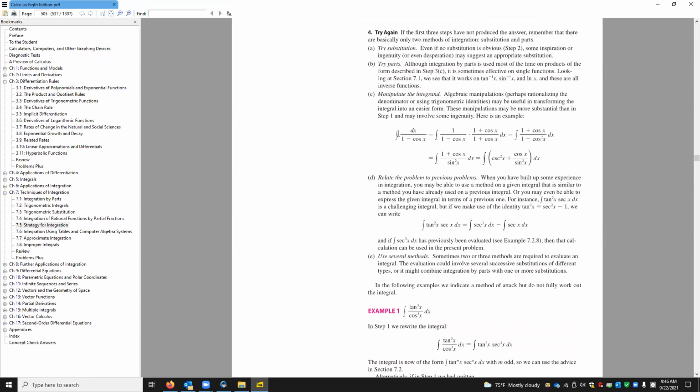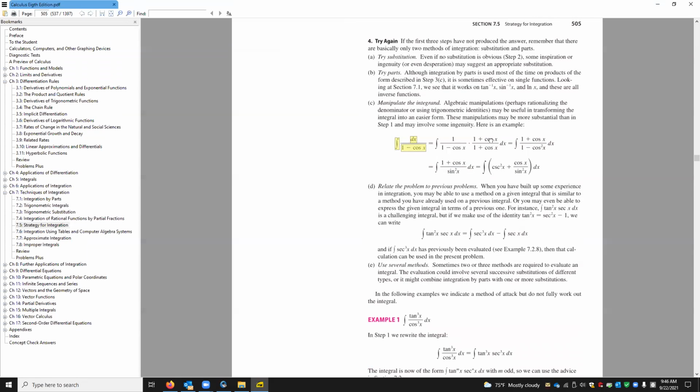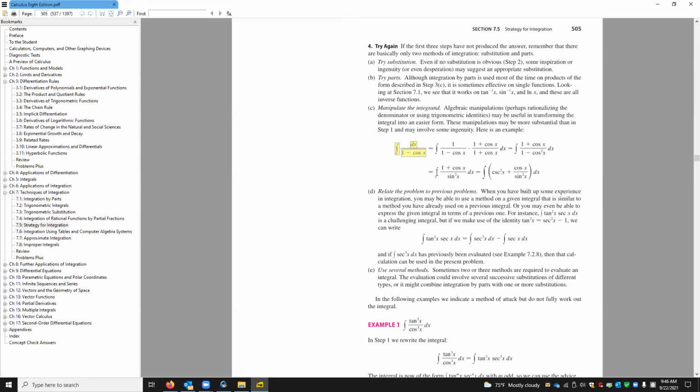Manipulate the integrand. This is just more like simplify algebraically, right? So this is a great problem. 1 over 1 minus cosec, because at a glance it doesn't look like anything we know. But if you multiply by 1 plus cosec over 1 plus cosec, it turns into something that's quite easy to integrate. This is kind of like multiplying by the conjugate or rationalizing the denominator.